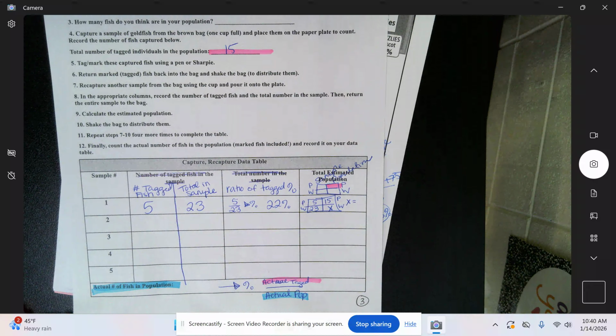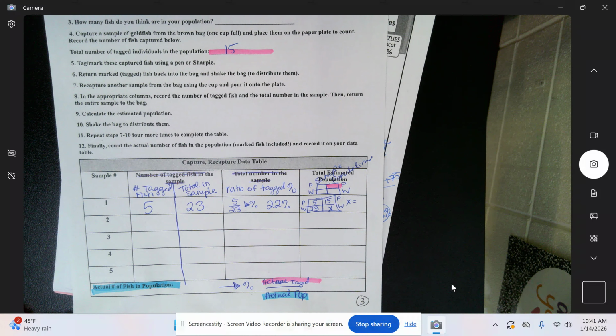Put them back in the bag and then shake, shake, shake. Capture another sample. Okay? That's what you're going to do. So you can either collect all your samples first and then do your math. That's probably what I would do.